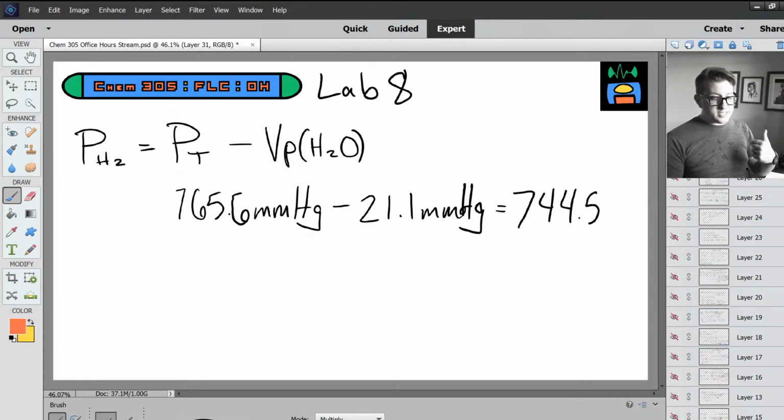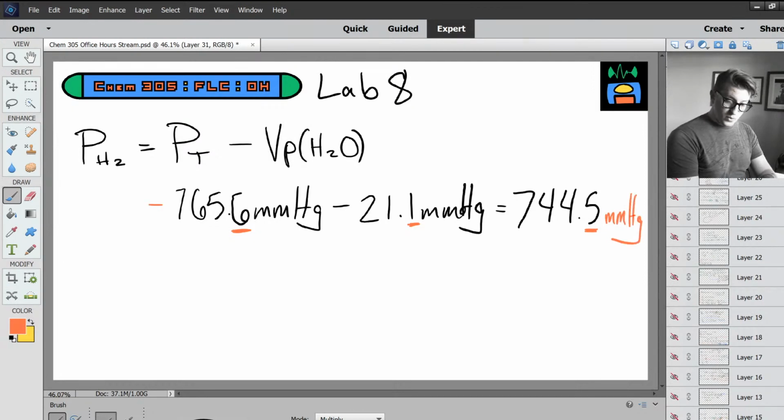And when you're doing subtraction, you have to look at the last significant digit in each number. And so both of these have their last significant digit in the first decimal place, the tenths place. And so our answer must have its last significant digit in the tenths place. So that's 744.5 millimeters of mercury, and that's the partial pressure of H2.